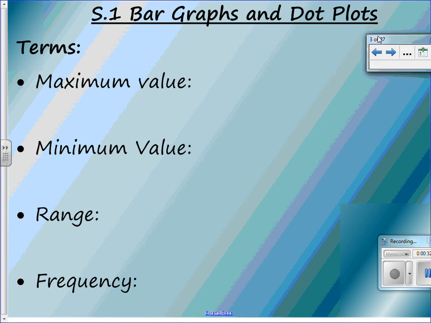So in your own words, you can define maximum value of a set of data. Damien? Good. So this is the biggest or the largest value in the data set.